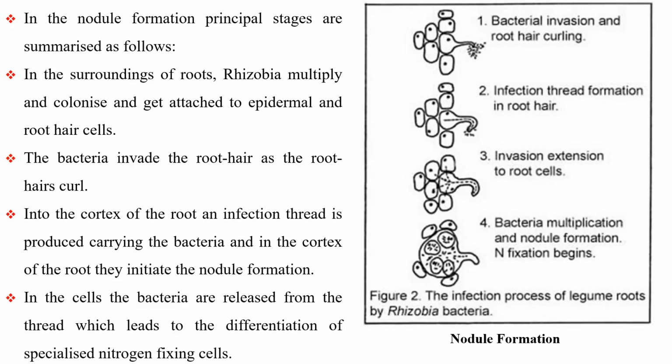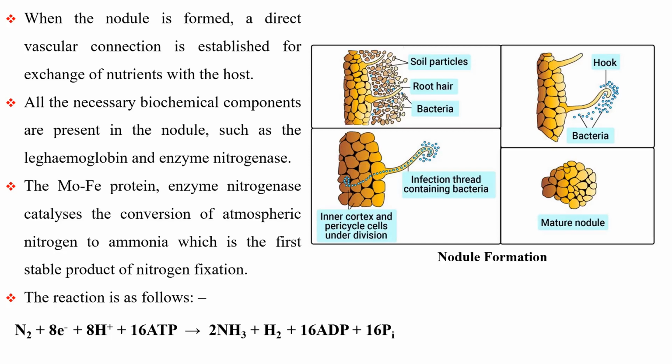Into the cortex of the root, an infection thread is produced carrying the bacteria, and in the cortex of the root they initiate the nodule formation. In the cells, the bacteria are released from the thread, which leads to the differentiation of specialized nitrogen-fixing cells. When the nodule is formed, a direct vascular connection is established for exchange of nutrients with the host.